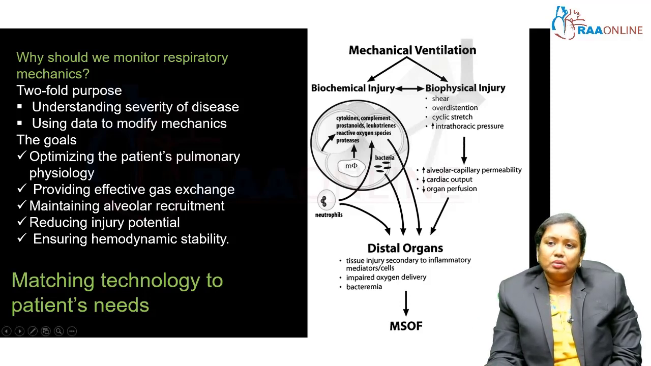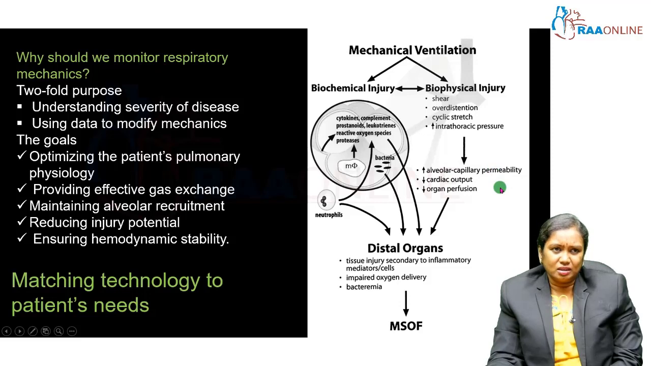So, mechanical ventilation can produce both biochemical injury and biophysical injury. Ultimately, the biophysical injury in the form of shear, overdistension, repeated stretch, cyclic stretch, or increased intrathoracic pressure all lead to pathological correlates in the lung in the form of increased alveolar capillary permeability and decreased cardiac output. Ultimately, this leads to biochemical injury at the cellular level in the form of increased cytokines, complement release, leukotriene release, and production of reactive oxygen species.